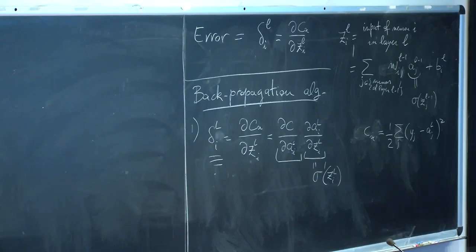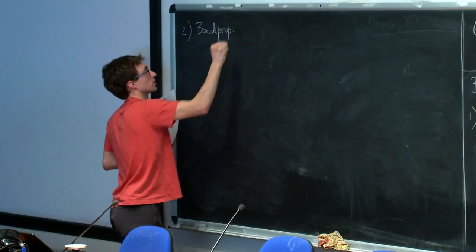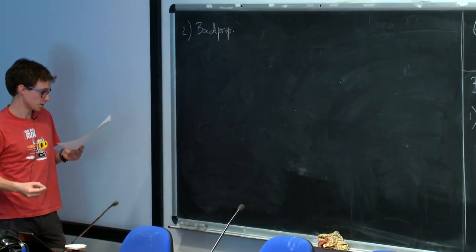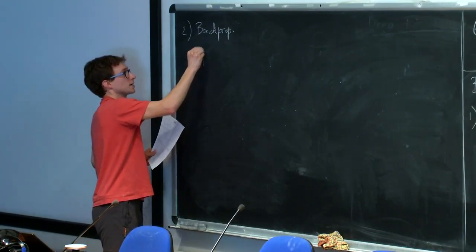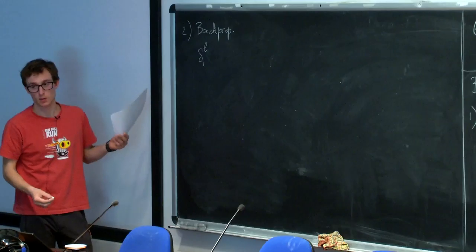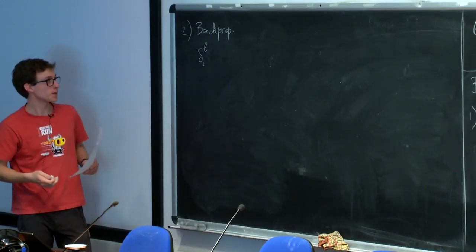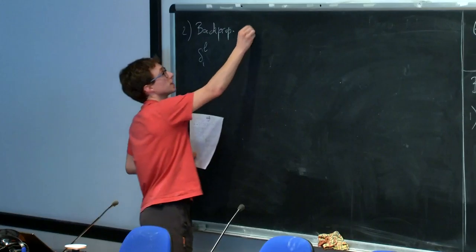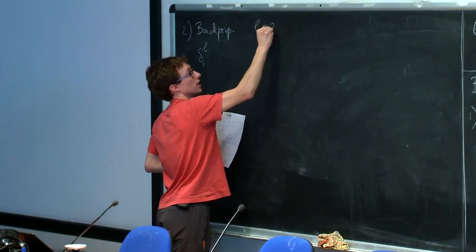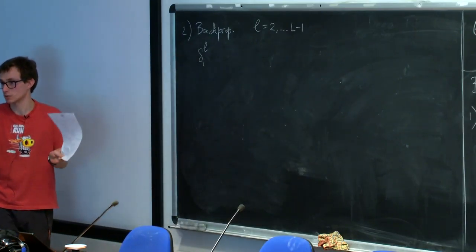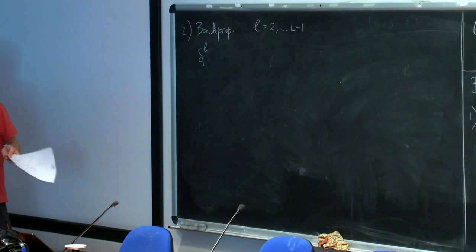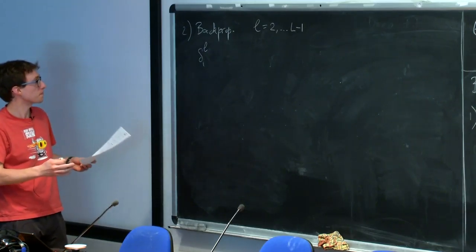Now the second equation, which is the backprop, is the main equation that's going to be used. It's basically how to calculate delta I at layer small L, which is any of the previous layers, for any L except the first, so any L between 2 and L minus 1. Because the first layer is just the input, so it's given. There's no error there. It's just the input, the picture.